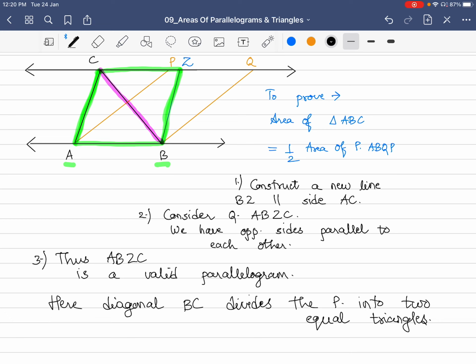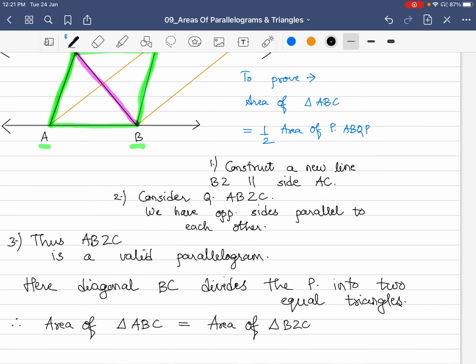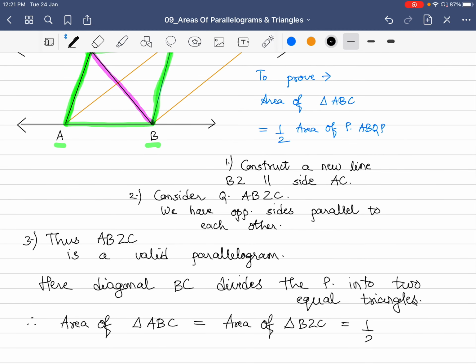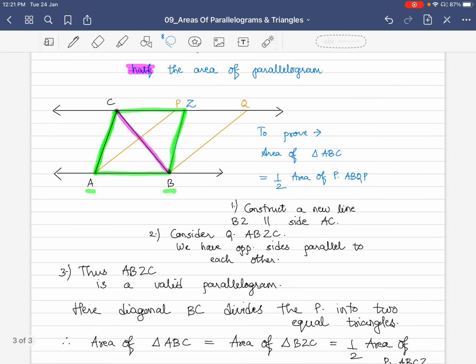In fact, in the previous video we have proved this as a part of our theorem, that the diagonal of a parallelogram always divides it into two equal parts, and therefore area of triangle ABC is equal to area of triangle BZC, and it is equal to half the area of parallelogram ABCZ. This is a very important statement. Now I'm going to take this figure down because I'm going to need it further.